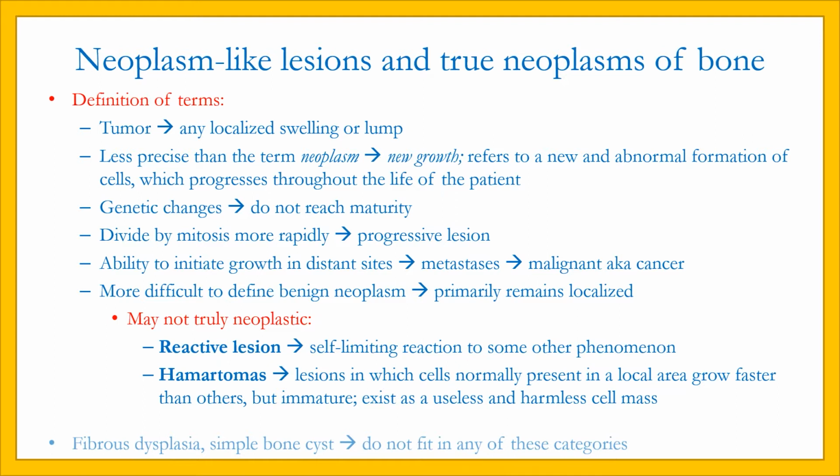It is more difficult to define a benign neoplasm. It primarily remains localized. A reactive lesion is a self-limiting reaction to some other phenomenon. Hamartomas are lesions in which cells normally present in a local area grow faster than others, but immature, and exist as a useless and harmless cell mass. Fibrous dysplasia and simple bone cysts do not fit in any of these categories.